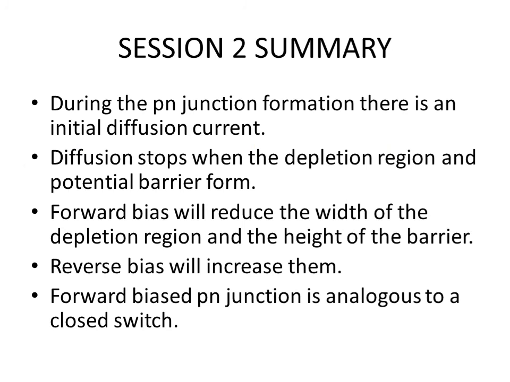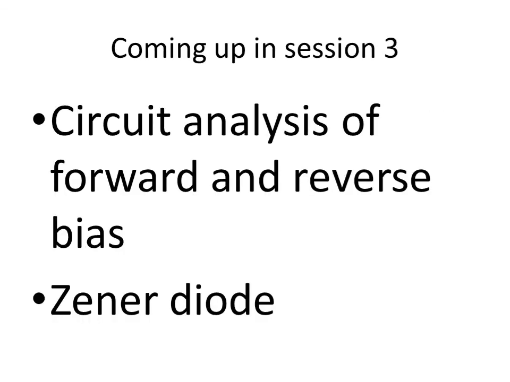So, in order to sum up this session, what we have learned so far is during the p-n junction formation, there is an initial diffusion current, and this diffusion current will stop when the depletion region and the potential barrier form. And forward bias can reduce the width of the depletion region and height of the potential barrier, whereas reverse bias will increase both of them. Forward biased p-n junction is analogous to a closed switch, and reverse biased p-n junction is similar to an open switch.